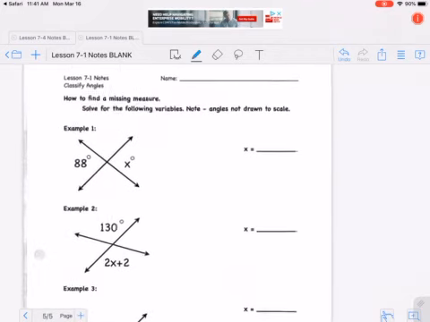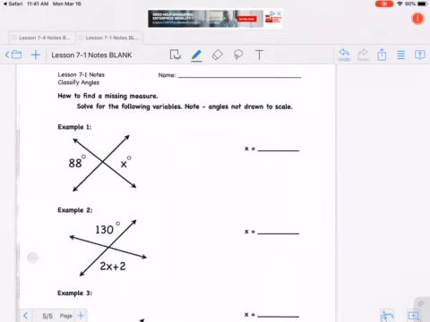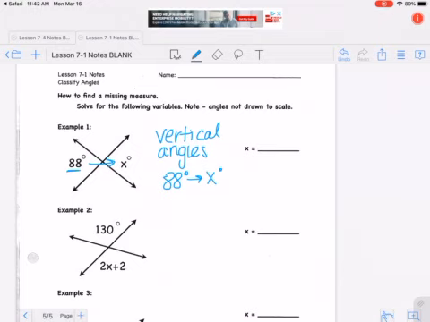Okay, so all the way to the last page. It says how to find a missing measure. You want to solve for the following variables. Note the angles are not drawn to scale. So if we're looking at example 1, we have 88, and we're looking for the angle straight across. If you remember, across means that they are vertical angles, and vertical angles are congruent. So 88 degrees is going to be the same as x degrees, so 88 degrees is equal to x.